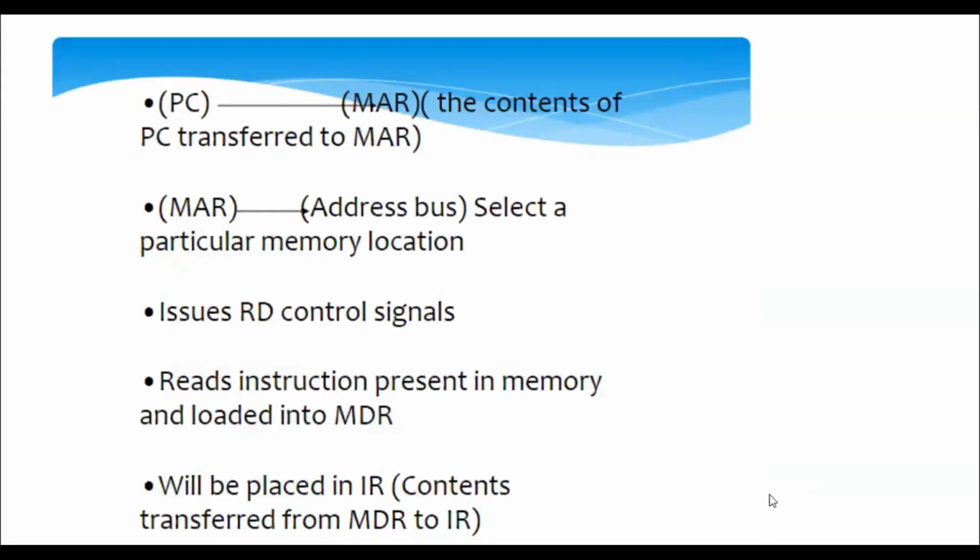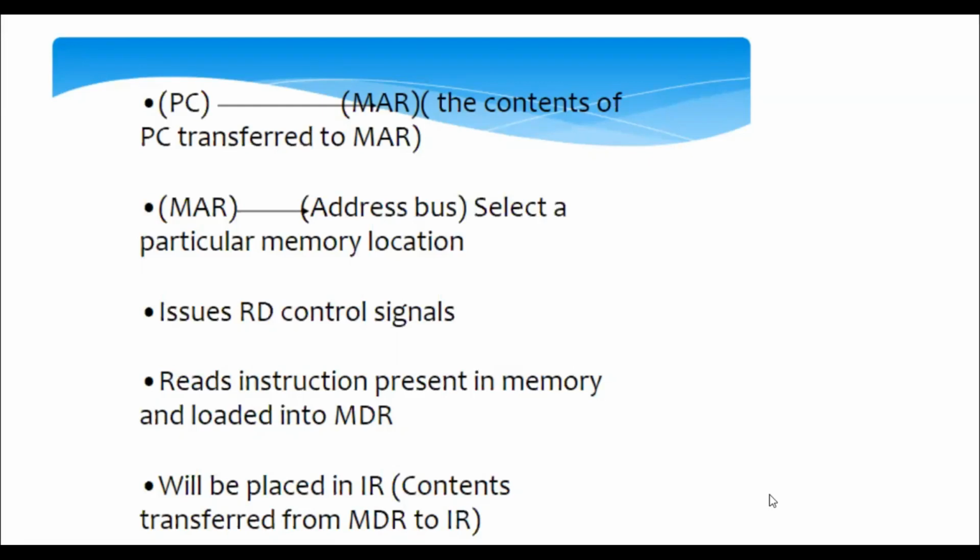So the process of transferring the PC, or the program counter, to the MAR, the memory address register: the contents of the PC are transferred to the MAR, and the MAR is transferred to the address bus, which selects a particular memory location. Then it issues the RD signal, which is one of the control signals. And then it reads the instruction present in memory and loads it into the MDR, which is the memory data register.